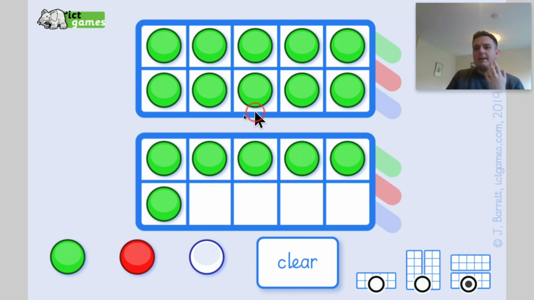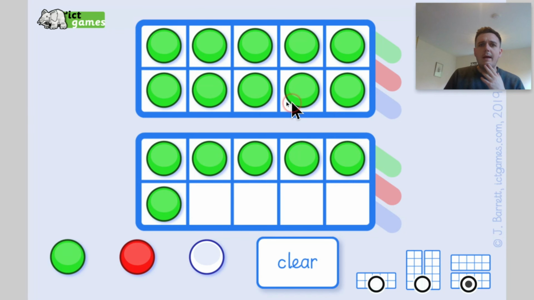We could count them all individually. 1, 2, 3, 4, 5, 6, 7, 8, 9, 10, 11, 12, 13, 14, 15, 16. So there's 16 tokens altogether. Remember that we count from left to right and we jump down to the line below every time. So we know there's 16.